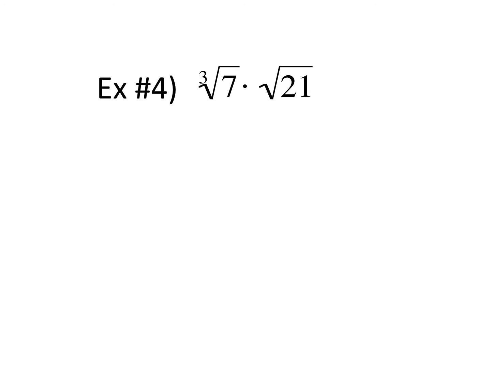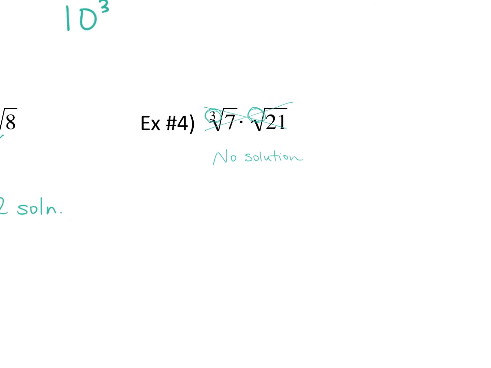Cube root of 7 times the square root of 21. What do you see? One's a cube root, one's a square root, okay? You cannot do that. If these are different, we have to say there is no solution. You cannot multiply a cube root times a square root. So your index has to be the same, okay? Pay attention to the index. It's a small number. It's so teeny and so easy to miss. So make sure you're looking for that, okay?